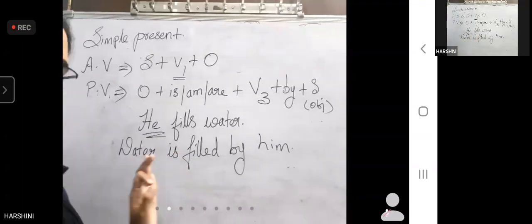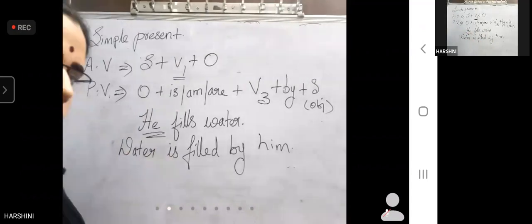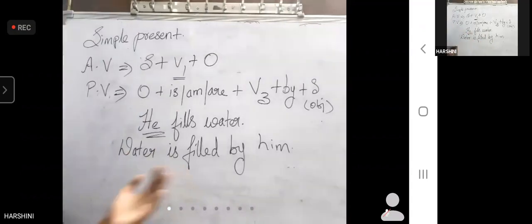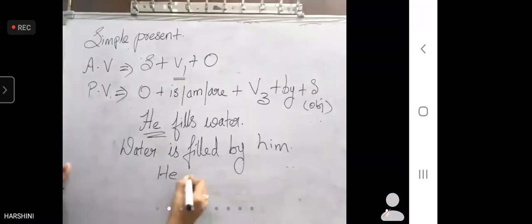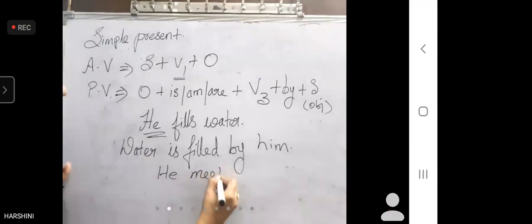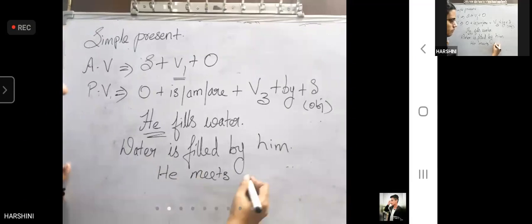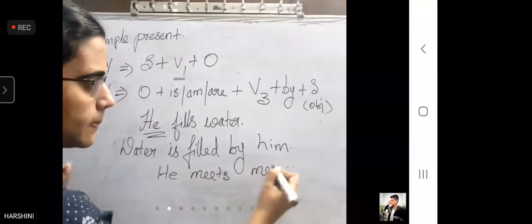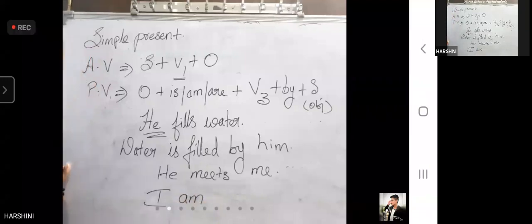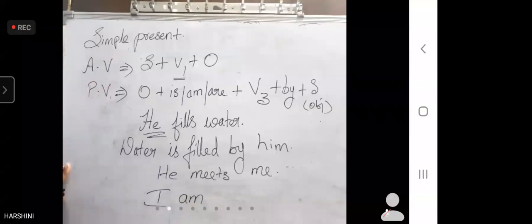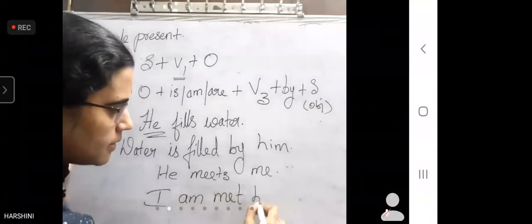Okay. He meets me. Me comes first. I was met? No. What is the sentence? I am met by him. Why did was come here? It is in present tense. I am met by him. What is the V3 of meet? Met. Met, ma'am. I am met by him.